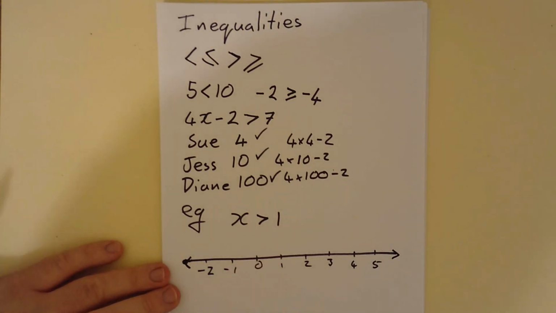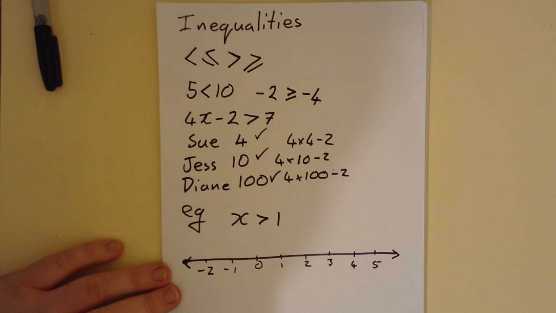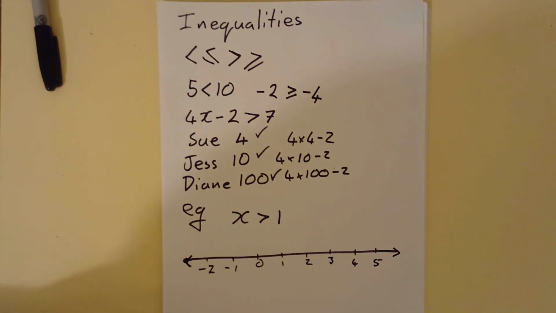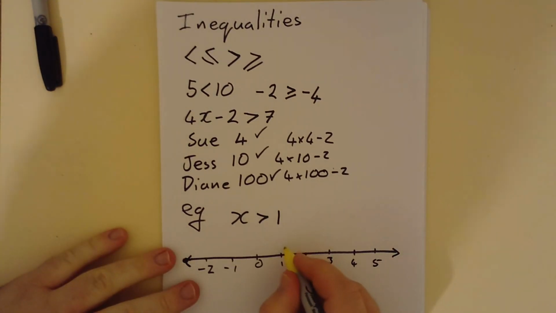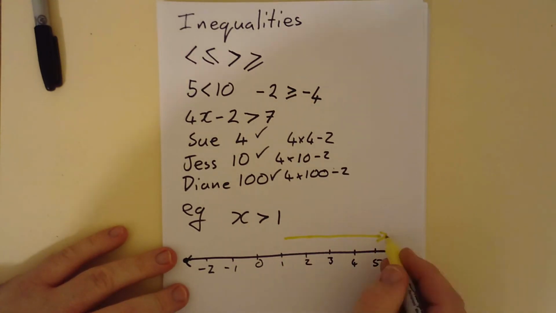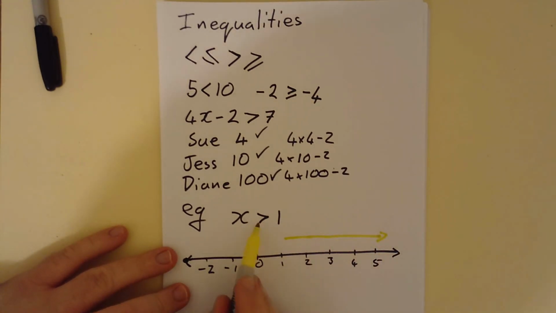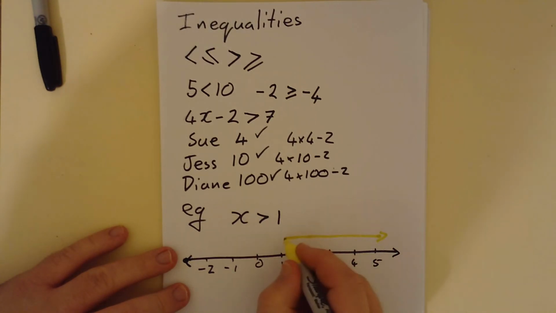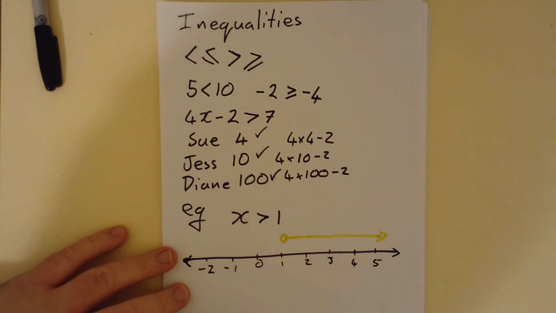But that shows the bit we want. We want the bit around 1. So x is going to be greater than 1. Well, how do I show that? Well, I can show that by going, well, x could be any value bigger than 1. And it also doesn't stop. Now, it can't be equal to 1, and we show it can't be equal by doing a hollow ball there.